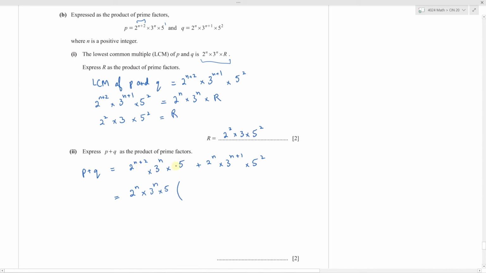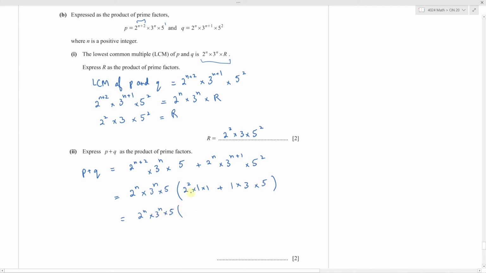Now the remaining value: if I've taken 2 power n outside, I'm left with 2 squared. I've taken 3 power n outside, so I'm just left with 1 here. I've taken 5 outside, again 1 here. And then plus, I've taken 2 power n, so this will be 1, multiplied by, I've taken 3 power n, so I'm left with 3 power 1 here. I've taken 5, so from 5 square I will be left with 5 here. So 2 power n multiplied by 3 power n multiplied by 5.